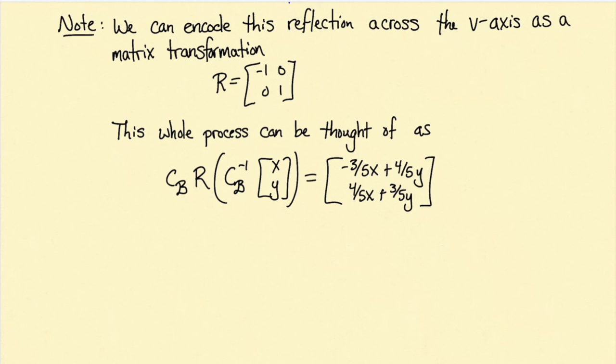So in fact, we can think about this translation as a matrix transformation. And you can see from this vector on the right that our matrix, given by C sub B multiplied by the reflection R, multiplied by C sub B inverse, is -3/5, 4/5, and 4/5, 3/5.